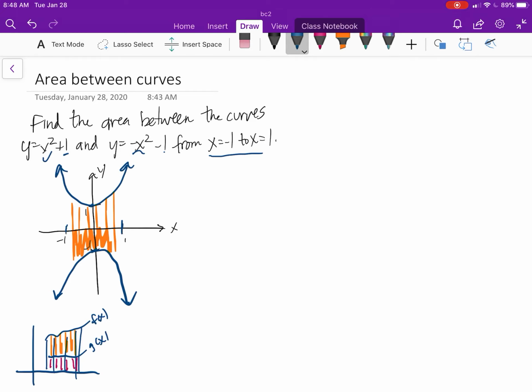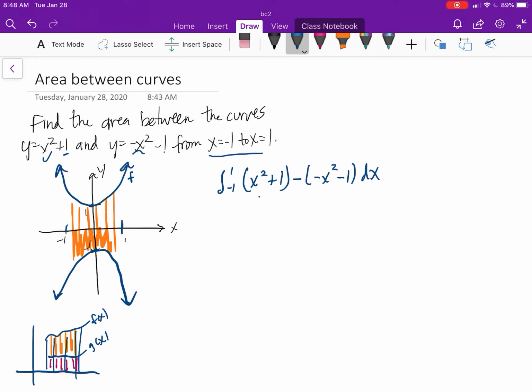So with that said, we go from -1 to 1 here. Upper curve, right, this is f. We have x squared plus 1. Subtract the lower curve, -x squared minus 1. And integrate.